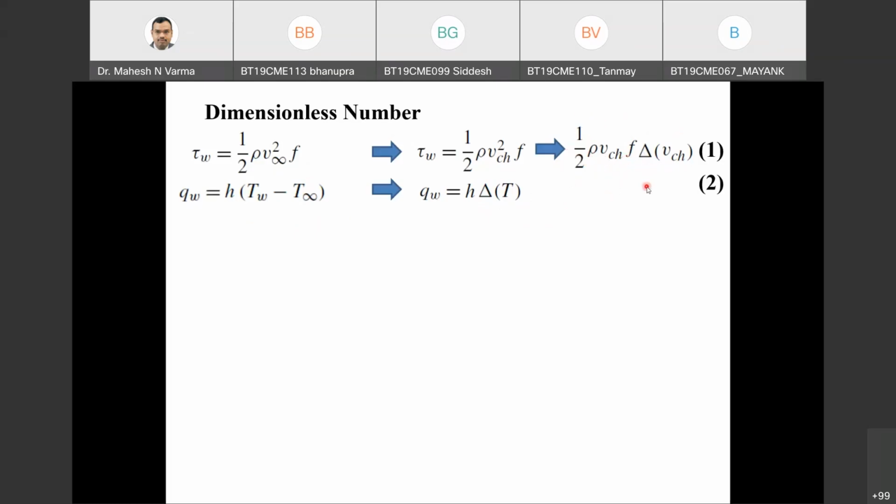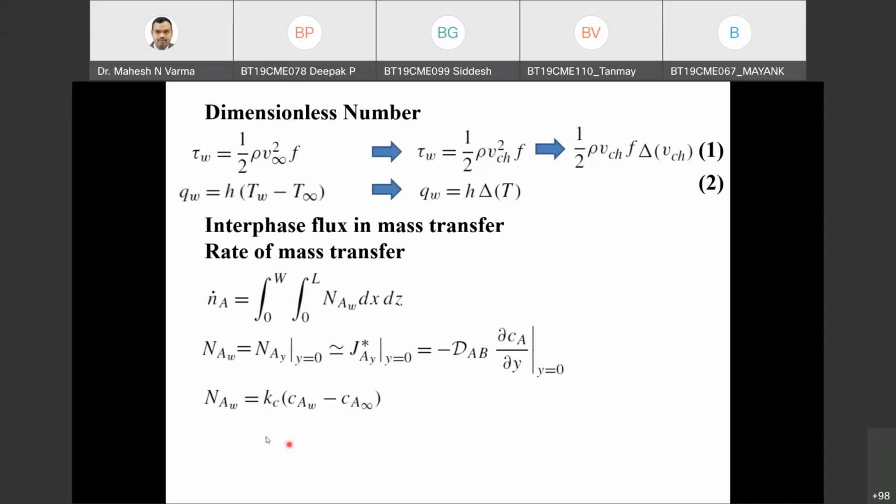Similarly in mass transfer, which is the equation that we come across in interface flux? NAW equals Kc into delta Ca. What is the name of the equation? Slattery equation, or Newton's law of mass transfer. So this will be NAW equals Kc into delta C.